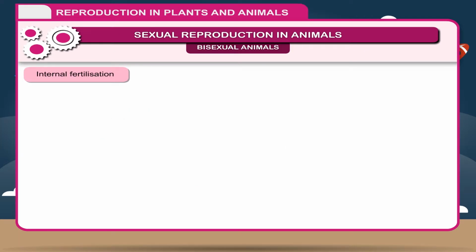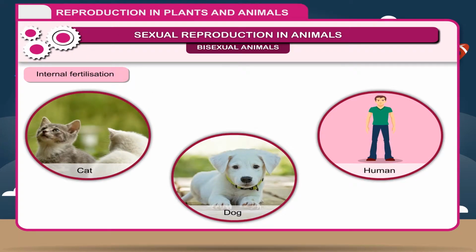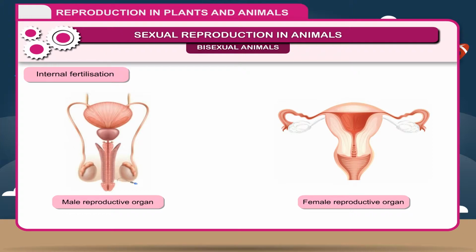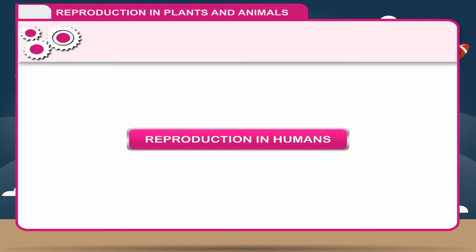Internal fertilization. It occurs in most of the animals like cat, dog, humans, etc. In this process, the male discharges its gamete inside the body of the female. Thus, fertilization takes place inside the body of the female. Such type of fertilization is called internal fertilization.